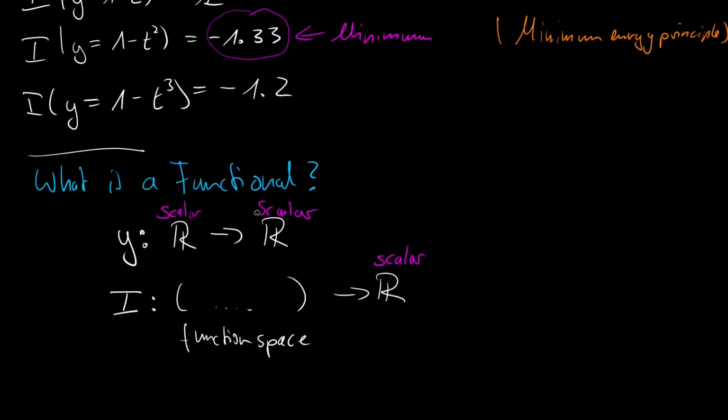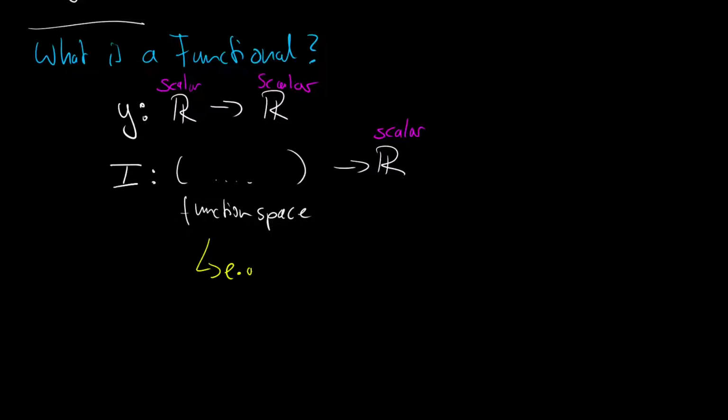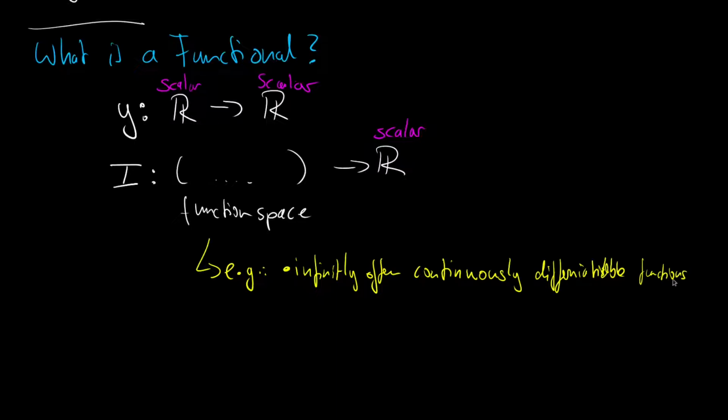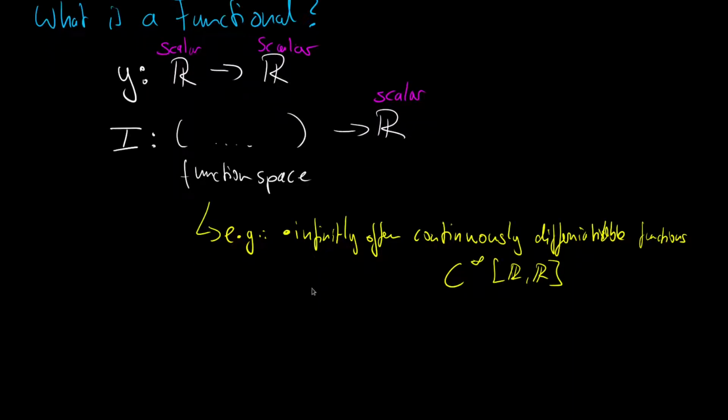And examples for function spaces are first the infinitely often continuously differentiable functions. Well, this is a mouthful. And these functions are given as follows. So we would write down something as C with upper index infinity over R, because the functions themselves are mappings from real values to real values. And this is just one function space.